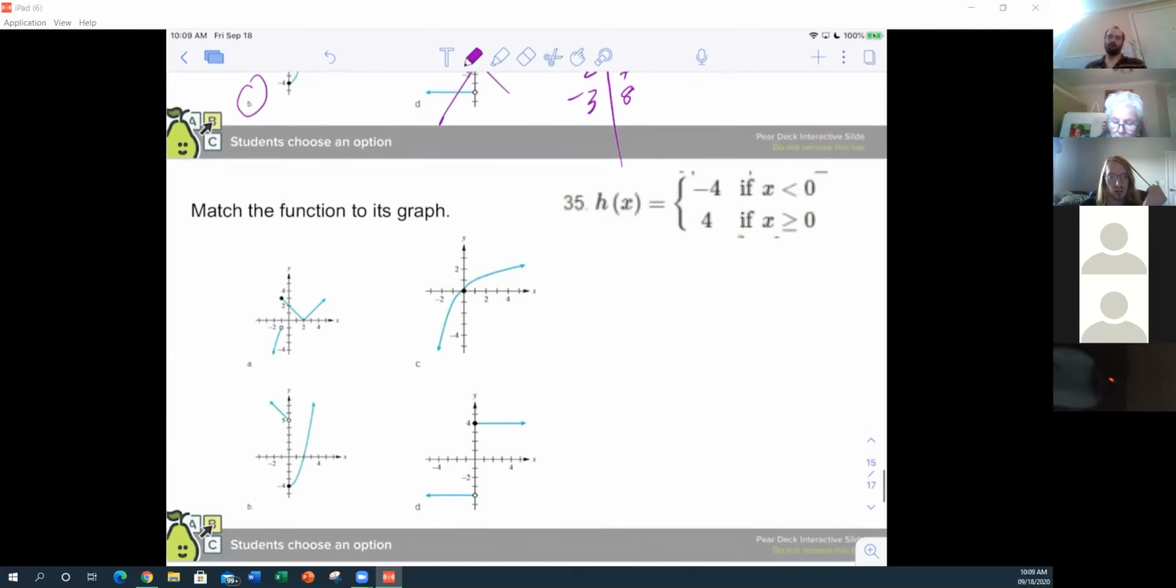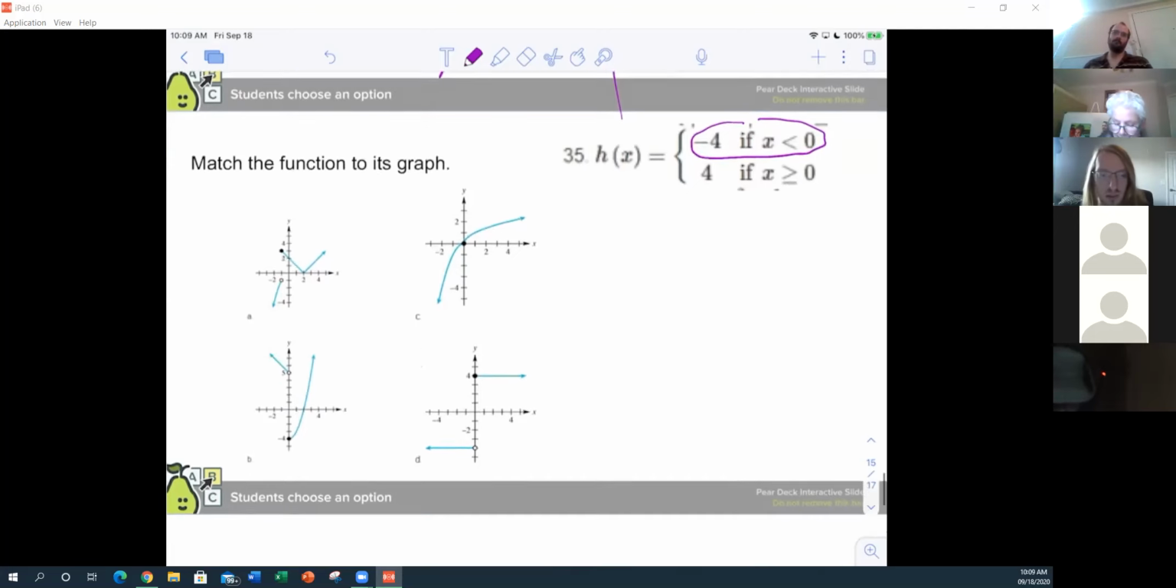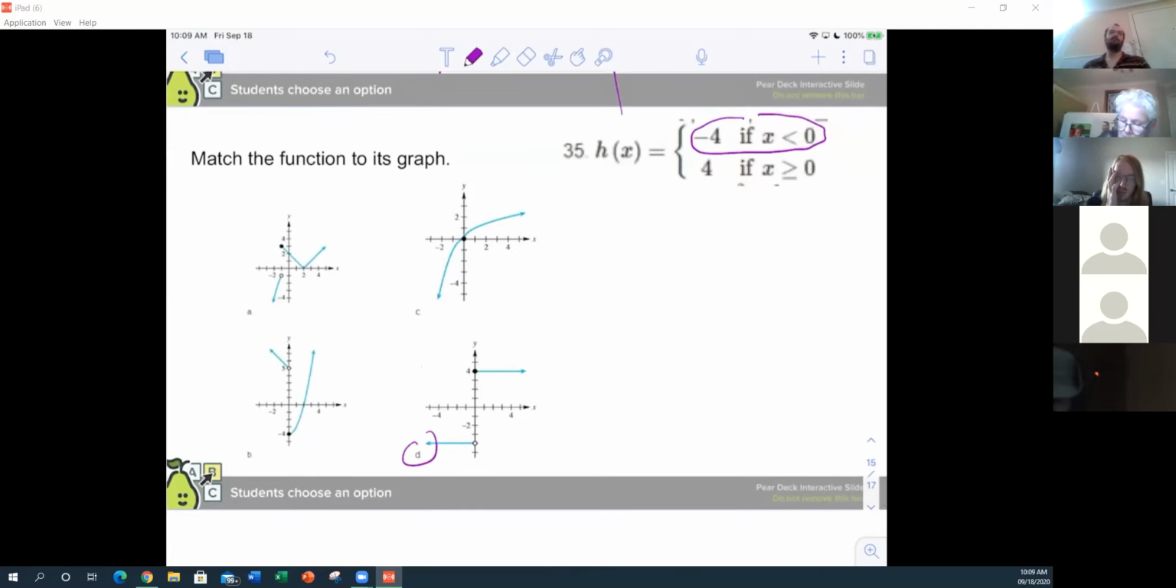All right, now this one, what does this look like? -4 if x is less than 0. I got D for that one. D, absolutely, it has to be D because it's two constants, right? -4 if x is less than 0, and +4 if x is greater than or equal to 0.